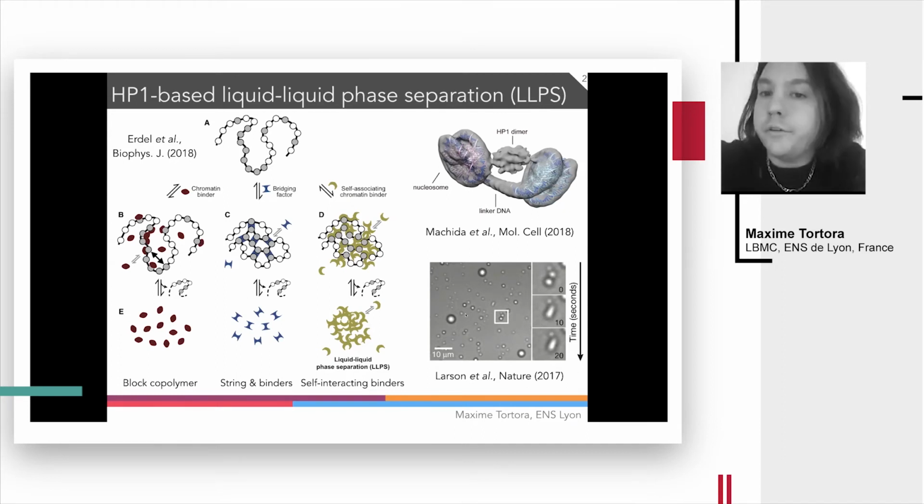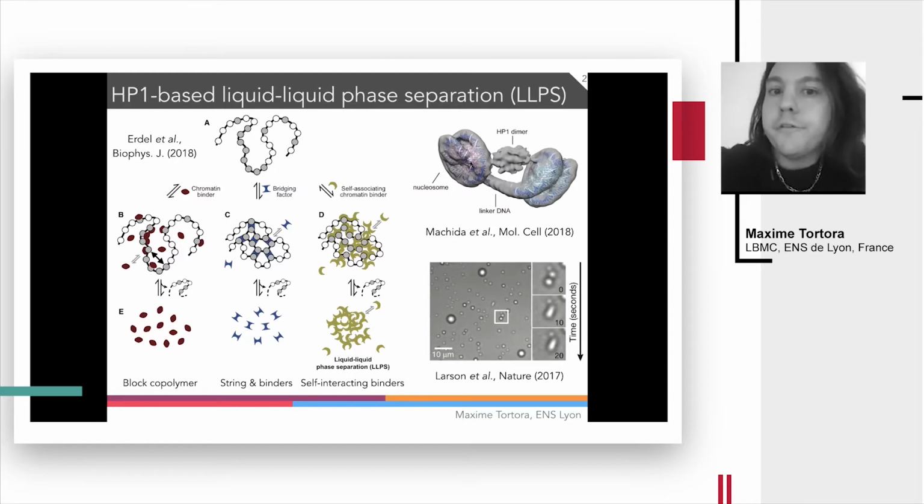This could lead to a picture in which the compartmentalization of heterochromatin in vivo could potentially be attributed to the formation of these HP1 droplets, which are strongly reminiscent of the phase separation that you see in your everyday life when you try to mix oil and water, for instance, and into which heterochromatic loci could then tend to concentrate and colocalize due to this H3K9 HP1 binding mechanism.